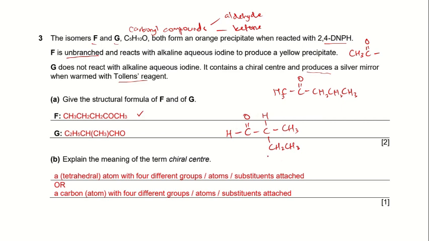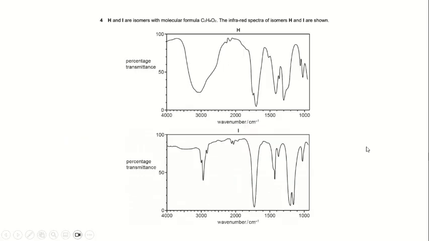Now let's write this in structural formula format: CHO, CH, with a branch CH3 and C2H5. So this is the structure of G. Now, the next part is to explain the meaning of the term chiral center. Very straightforward: a carbon atom that is attached to 4 different groups of atoms is a chiral center.